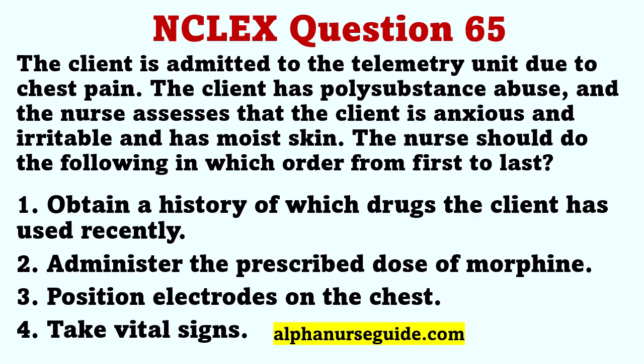The nurse next obtains vital signs to establish a baseline. Next, the nurse should administer the morphine. Morphine is the drug of choice in relieving myocardial infarction pain. It may cause a transient decrease in blood pressure. When the client is stable, the nurse can obtain a history of the client's drug use.